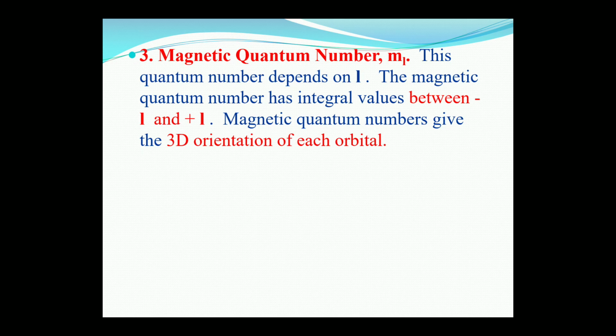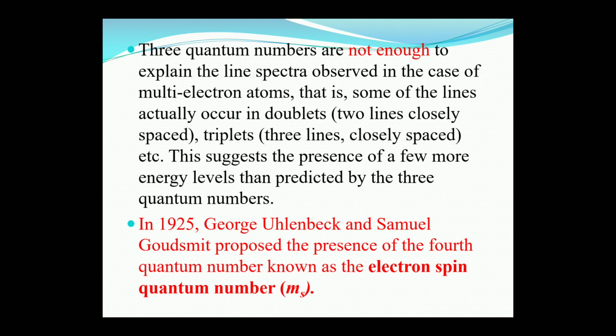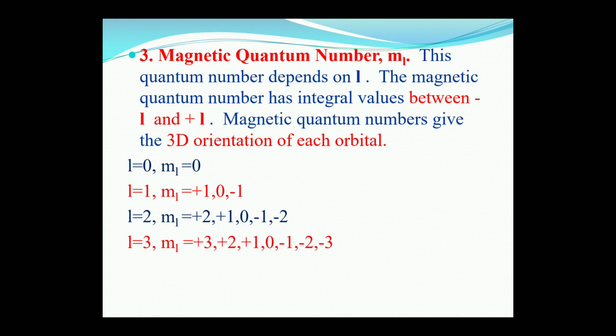Now talking about the magnetic quantum number, that is m. So this quantum number depends on l. The magnetic quantum number has integral values between plus l and minus l. Magnetic quantum number gives the 3D orientation of each orbital. So these are the points which you have to learn by heart, that if the value of l is equal to 0, azimuthal quantum number की अगर value 0 होगी, so magnetic quantum number will also be 0. If the azimuthal quantum number is 1, so m is equal to plus 1 to minus 1, so plus 1, 0, minus 1. If l is equal to 2, then m is equal to plus 2 to minus 2. So in this way we can learn the values of magnetic quantum number.